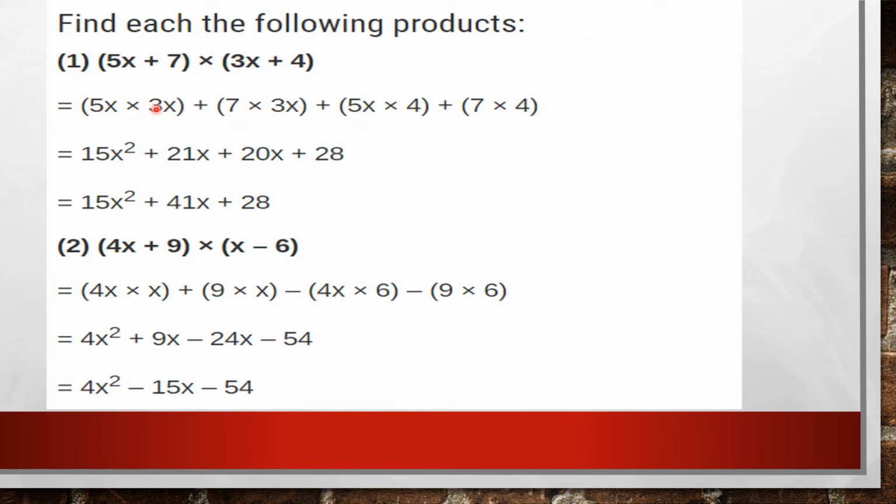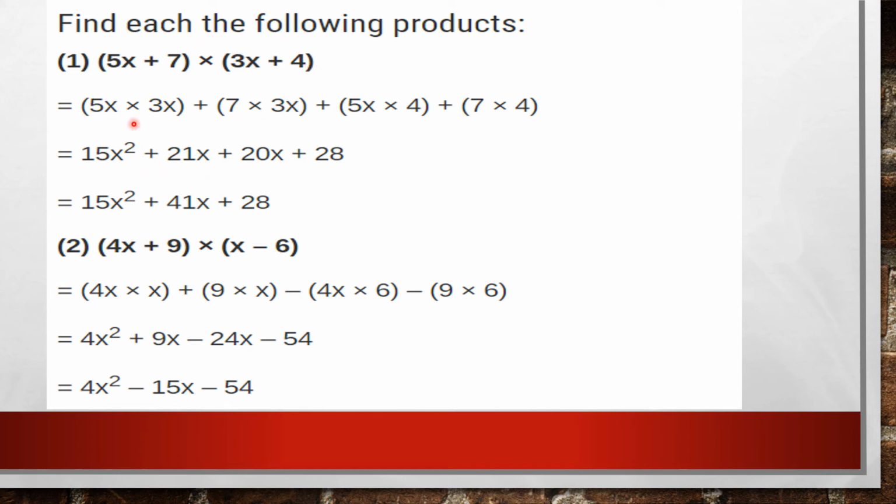So we are going to find the products. 5x plus 7 is one expression, multiplied by 3x plus 4. You take each term and multiply it inside. That is 5x multiplied by 3x, and again 5x multiplied by 4, and again take 7 and multiply by the two terms, 7 into 3x and again 7 into 4.